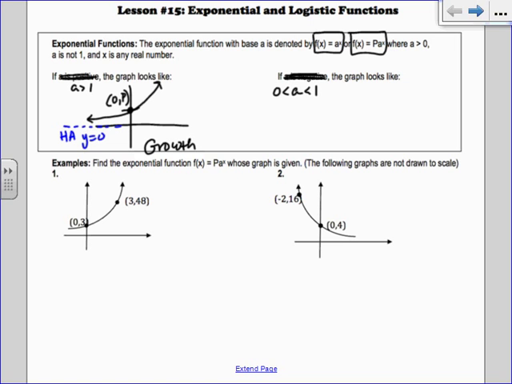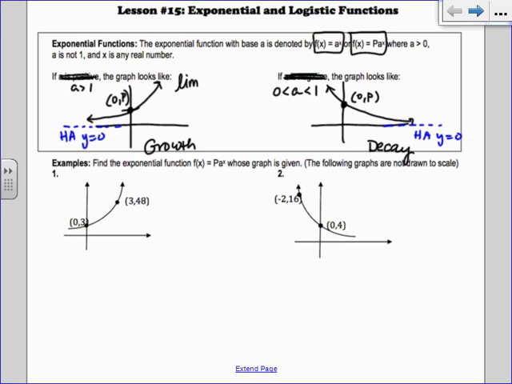It goes up forever. All right, then we have something called exponential decay. That's when you have an a value that's between 0 and 1. So a could be like 1/2 or 3/4, right? It still goes through 0, comma p, but it goes down. So now on the right side, we have a horizontal asymptote of y equals 0, and on the left side, it's unbounded.